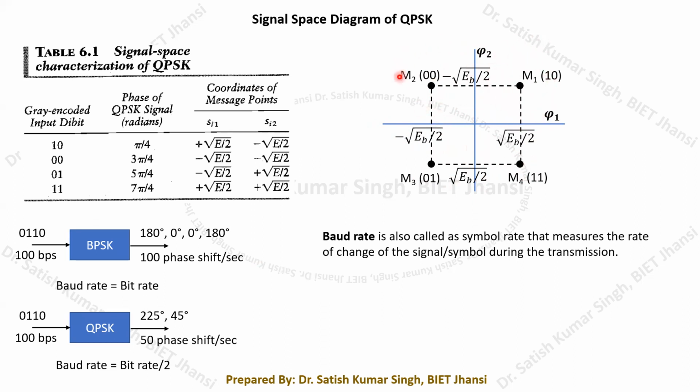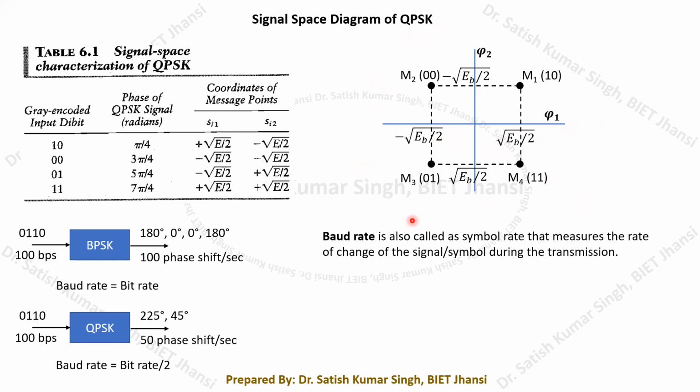Therefore this quadrant becomes one region, and another region is this one: any magnitude that comes within this second quadrant will be regarded as message point 2. Similarly, anything coming under this one will be regarded as M3, and anything that comes within this particular region will be called M4. That way we have our QPSK system and its corresponding signal space diagram.